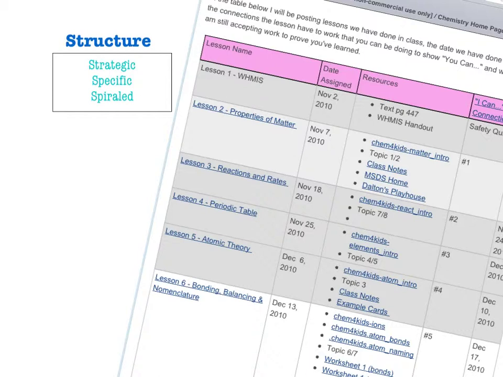Looking at each one of these things, these match fairly closely to what you might see if you were to go back and look at the I can statements. And again, this is not only the lecture notes that I'm having in class, the assignments and worksheets that are given out, the videos and web utilities that are being used, but also a place for students to capture where they're at and why they're doing what they're doing. This is very strategic, it's very specific, and the curriculum is spiraled. So we start with the simplest properties of matter and come back to that again when we start talking about atomic theory. You can't do the last lessons without doing the first lessons.